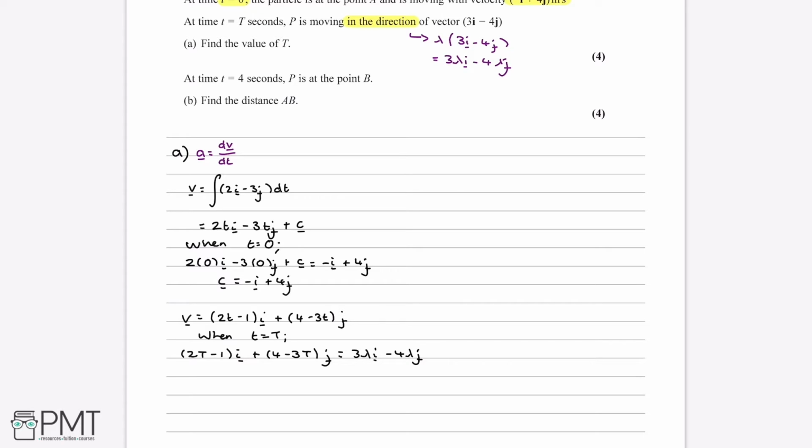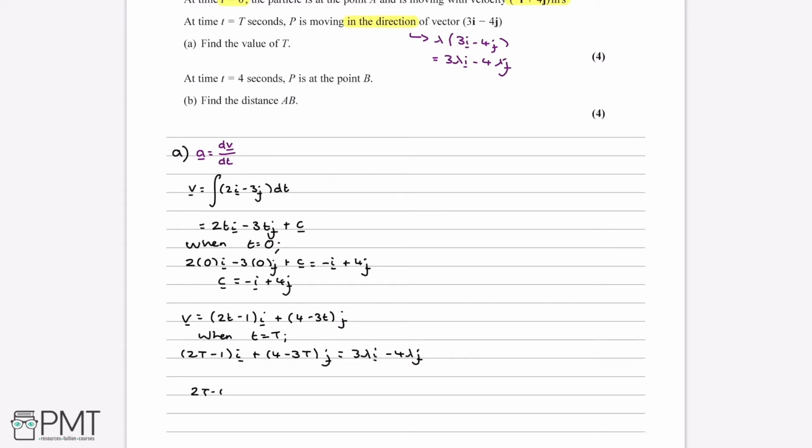Now what we know now is that we can do something called comparing coefficients, which is that the coefficient of i on the left hand side, 2t minus 1, has to be equal to the coefficient of i on the right hand side, which is 3 lambda, and it's the exact same for j, so 4 minus 3t has to be equal to minus 4 lambda. So if we write out these two expressions, we can actually solve to find t.